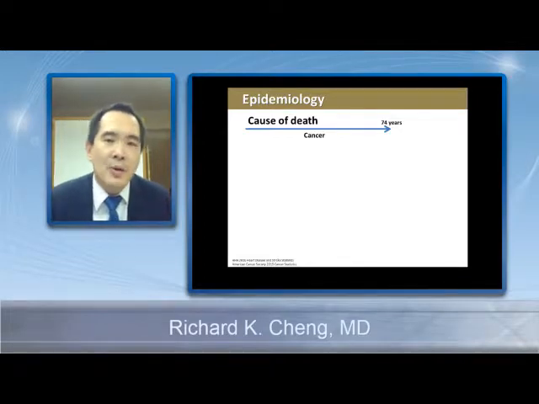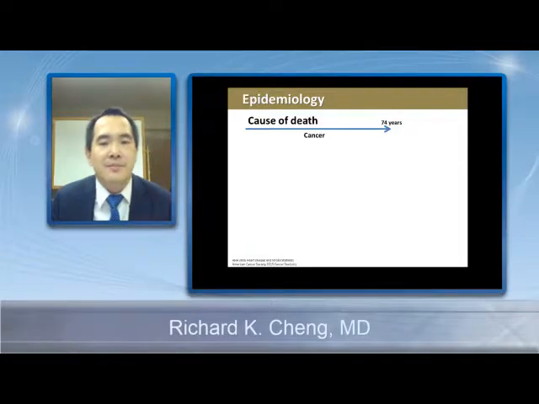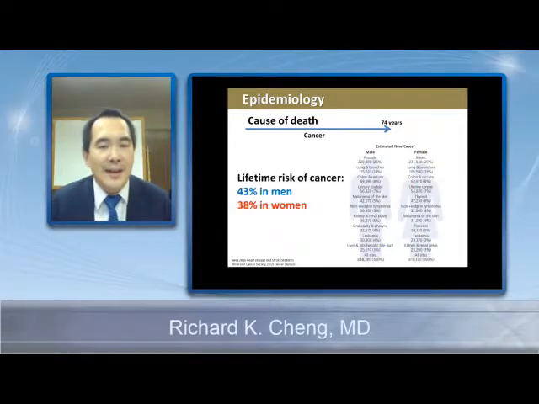All right, so let's start by going over the epidemiology. I want to talk a little bit about the background because I think this is very important to put this into context in terms of what we're dealing with. So this is data based from the American Heart Association as well as the American Cancer Society. As many of you know, in the United States, prior to age 74, the leading cause of death is cancer. The lifetime risk of cancer is pretty high. It's 43% in men and 38% in women.